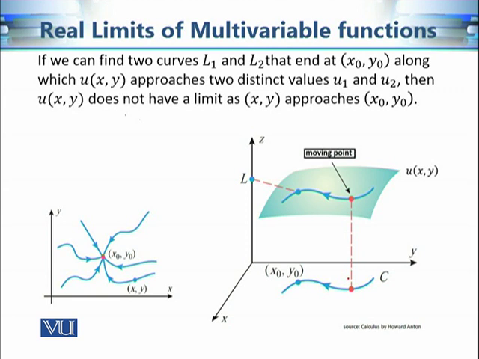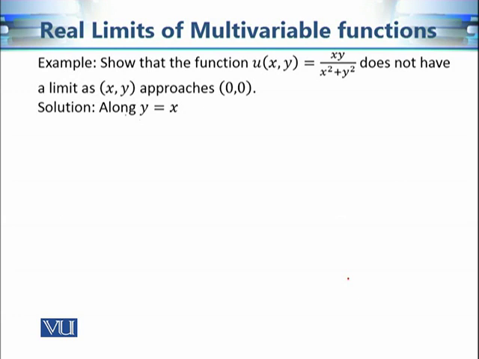But it can only be used to show that the limit does not exist, because if you can find two paths and along those two paths the limit of the function is different, then we say that the limit does not exist. Let's apply this approach to this function. Now in this case our function is xy over x square plus y square, and we want to calculate the limit when (x,y) approaches (0,0), and the path given is y is equal to x. So in other words, limit (x,y) approaches (0,0) of xy over x square plus y square.